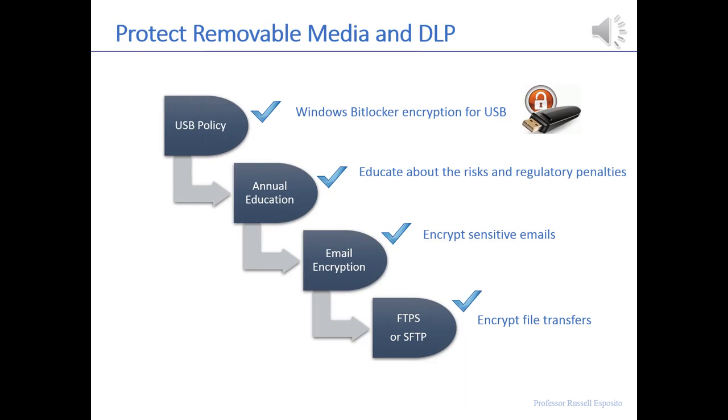Protect removable media so that you don't have a data loss. Data loss prevention is what we have to focus on here. We already talked about USB policies. You can use Windows BitLocker to encrypt the data on the USB. So if a thumb drive is lost or stolen, the data is encrypted.